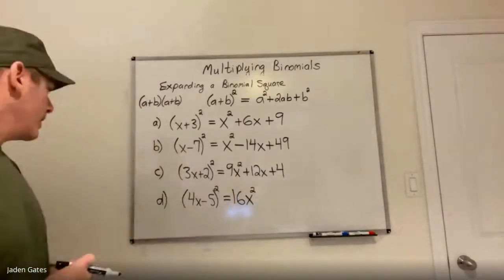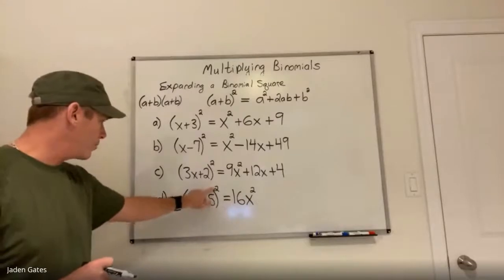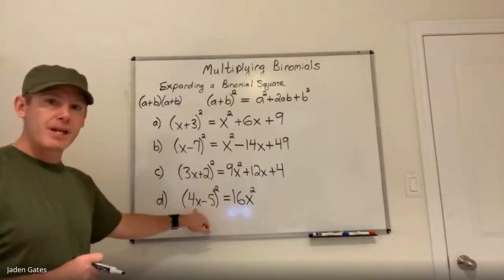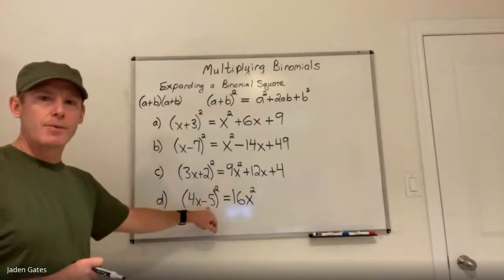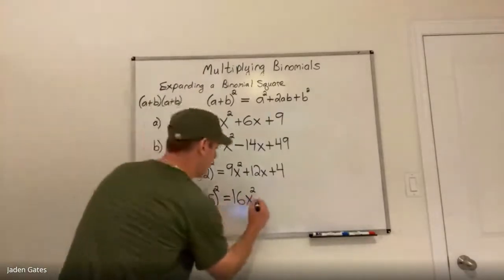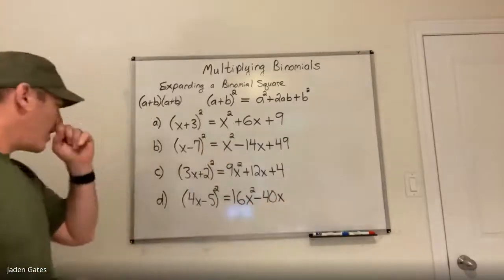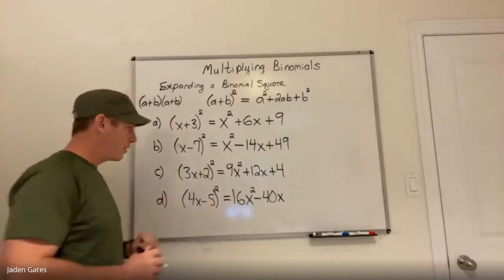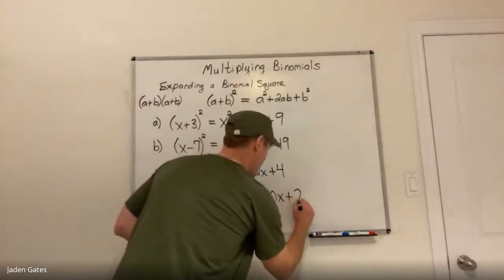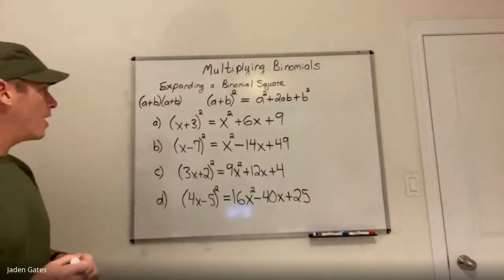And let's see, so next up, the middle term, I got 2 times this term times this term. Well, 2 times 4x is 8x times a minus 5. So 8x times a minus 5. Well, 8 times a minus 5 is a minus 40, and I have that x there. All right, and then lastly, I have negative 5 squared. Negative 5 times negative 5 gives me a positive 25.